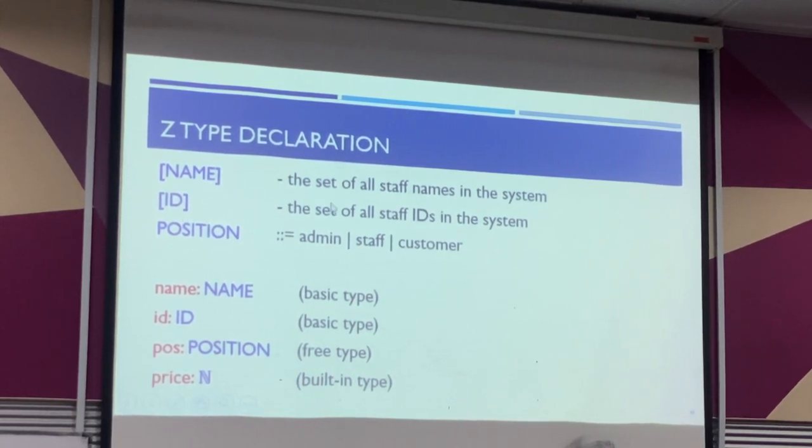So name is the set of all staff names in the system, whereas ID is the set of all staff IDs in the system. Then you may have other things, then you just list all the basic types together.